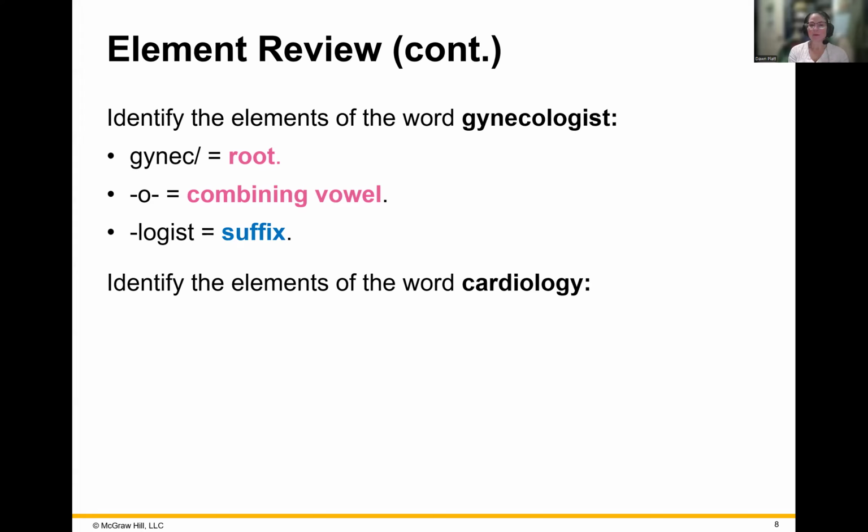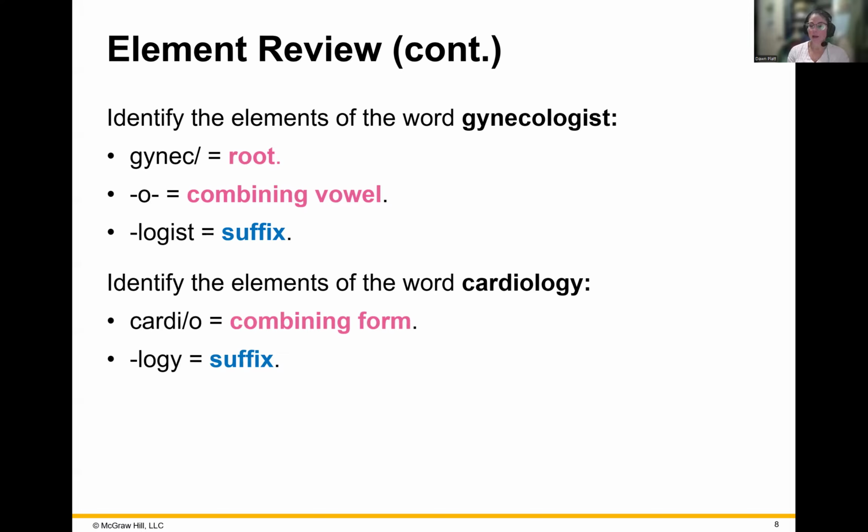Let's look at how that O works in there. If we were to just look at gynec and logist without that middle O, it would sound kind of awful, actually. Gynecologist. So again, we add the O in there, so it sounds a little more fluid. Gynecologist. Let's take a look at the last one here, cardiology.